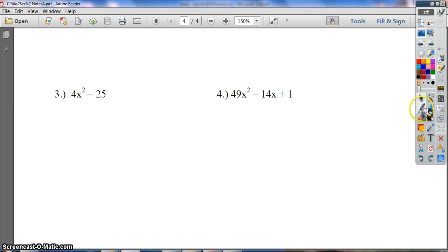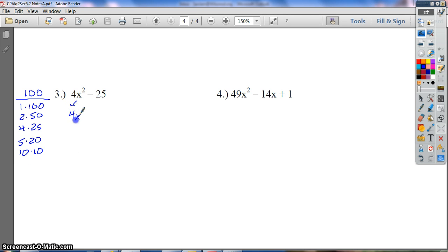All right, last two. No GCF. So we're basically going to do 4 times 25, which is 100. I'll end up breaking 100 down for you. 3 doesn't go in, 4 does, 5 does. 6 does not, 7 does not, 8 nope, 9 no, and 10 yes. Those are the numbers that multiply to be 100.